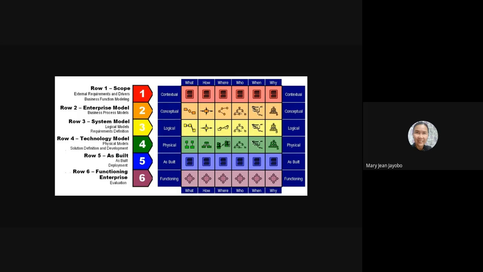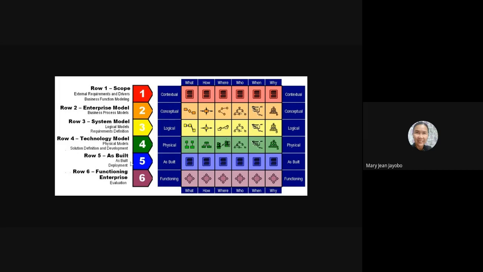And of course, the fourth row is the implementer's view, which is the technology model. Now, in this row, it talks about technology physics. So this is a representation of how the system will be implemented while addressing production constraints. Okay, so implementers, sino ang implementers? Okay, so kayo yon at saka yung part na magagamit ng system.